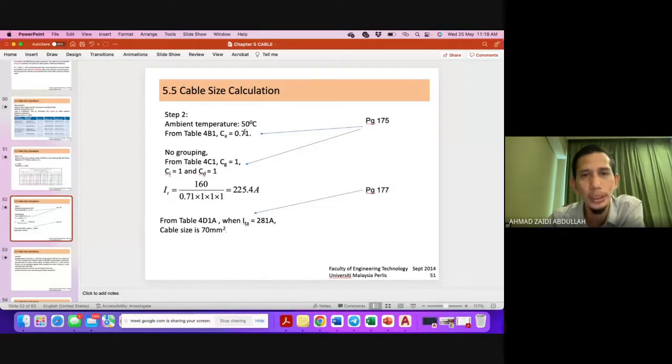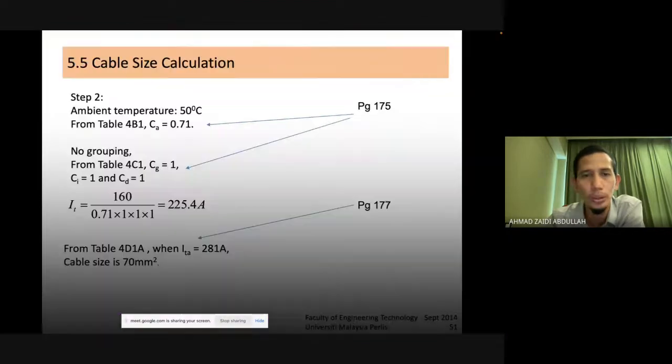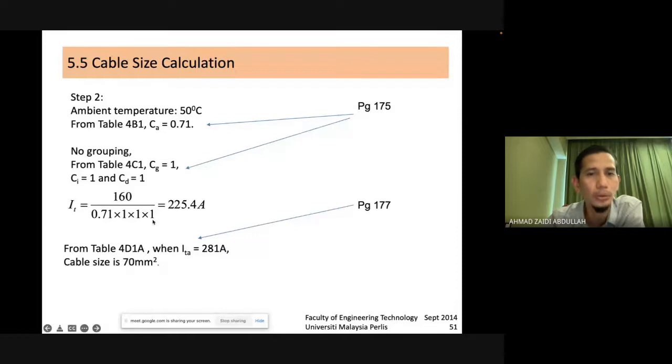We only have ambient given, so the rest we assume 1. If you assume zero, you will get IT equal to 0, which is wrong. So we assume 1, and then when you calculate, you will get IT is equal to 225.4.